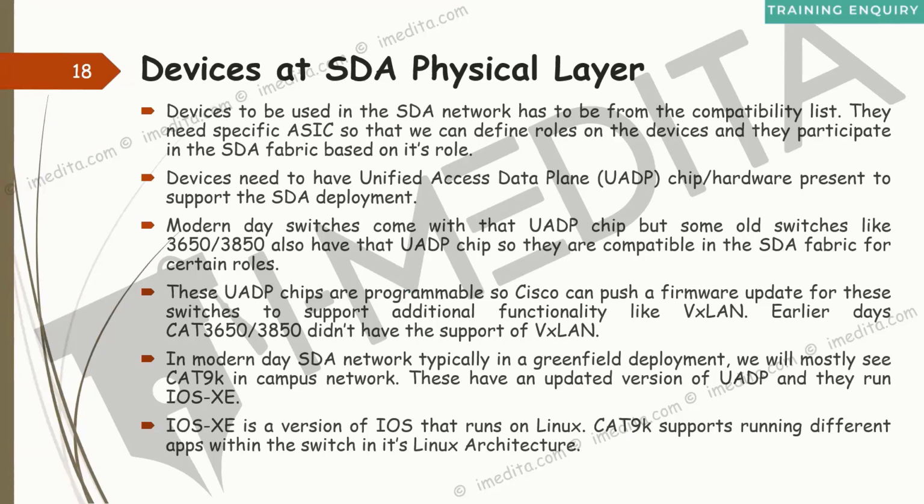So nowadays, in a modern day network, when we need to purchase new switches, we are mostly going to purchase the Catalyst 9000 series switches. Nowadays, campus network design is built around the Catalyst 9000 series switches. Modern day networking is all about the Catalyst 9000 series switches. And the Catalyst 9000 series switches that we have in a modern day network come with the updated version of the UADP, Unified Access Data Plane, chip.